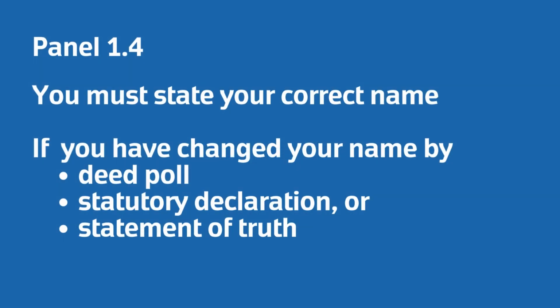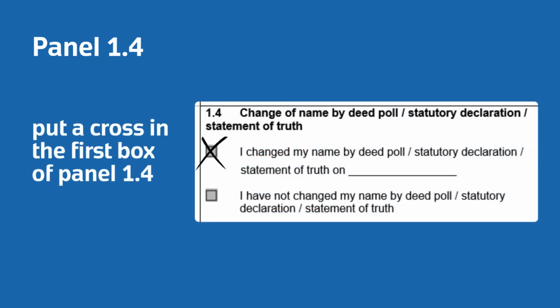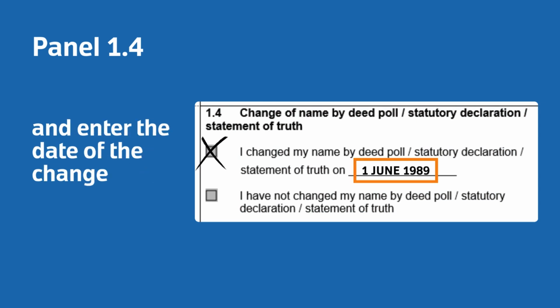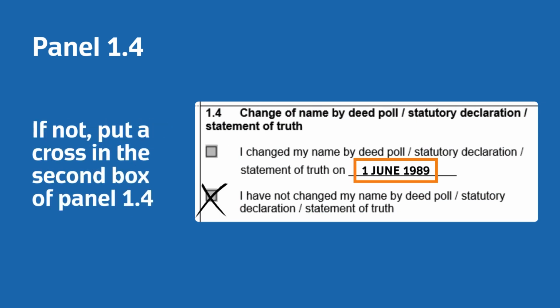You must state your correct name. If you have changed your name by deed poll, statutory declaration, or statement of truth, put a cross in the first box of panel 1.4 and enter the date of the change. If not, put a cross in the second box of panel 1.4.